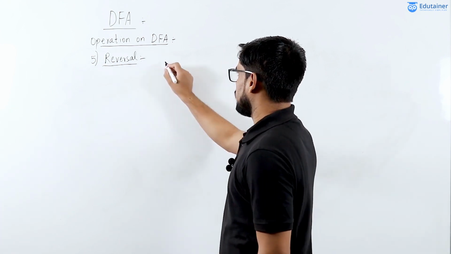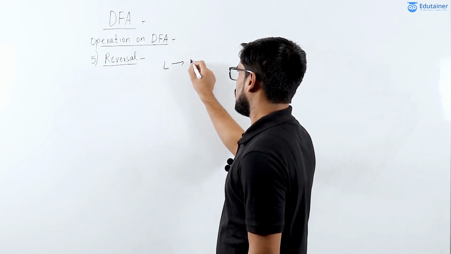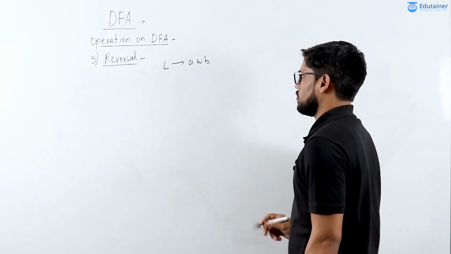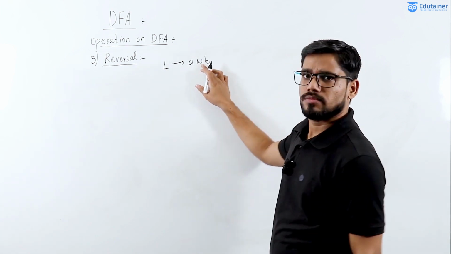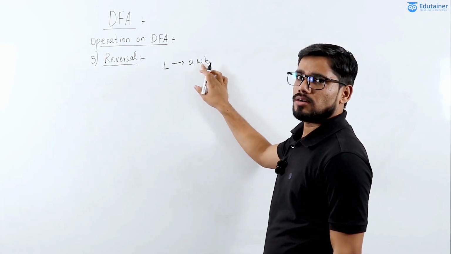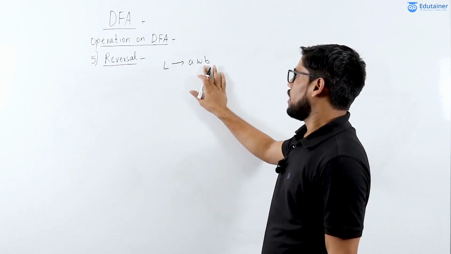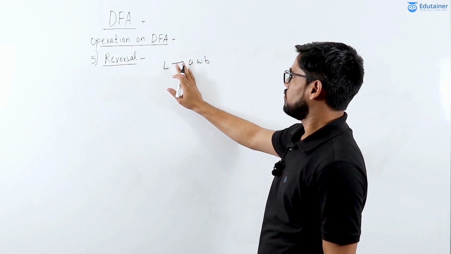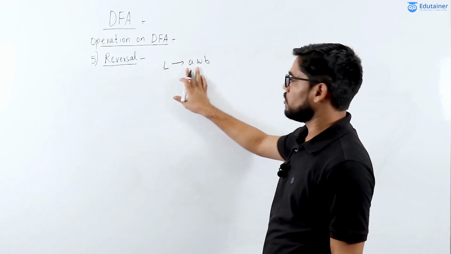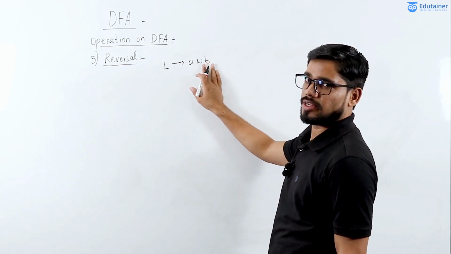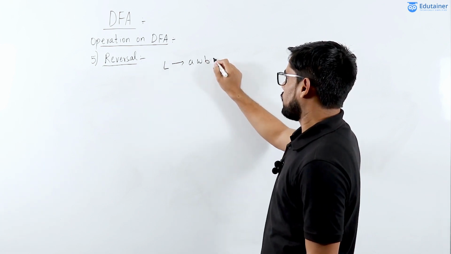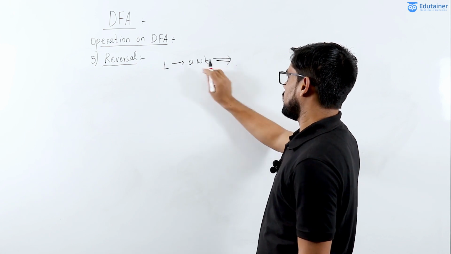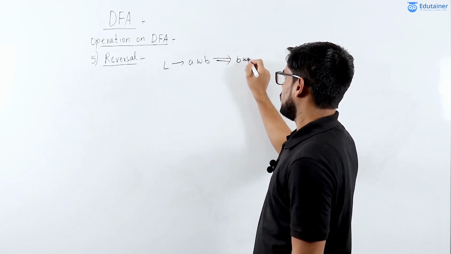Let us say a language contains A, W, B as a string, where W is any string of any length. On the left hand side I will take A as the input, and on the right hand side I will take B as the input. So after reversing the language, the final string present in the language is B, W, A.